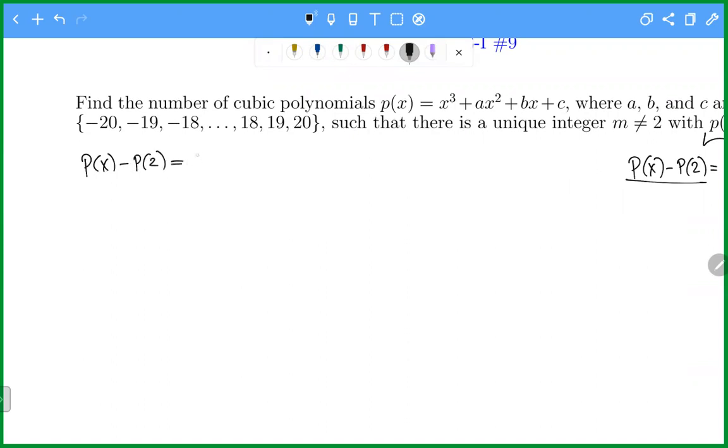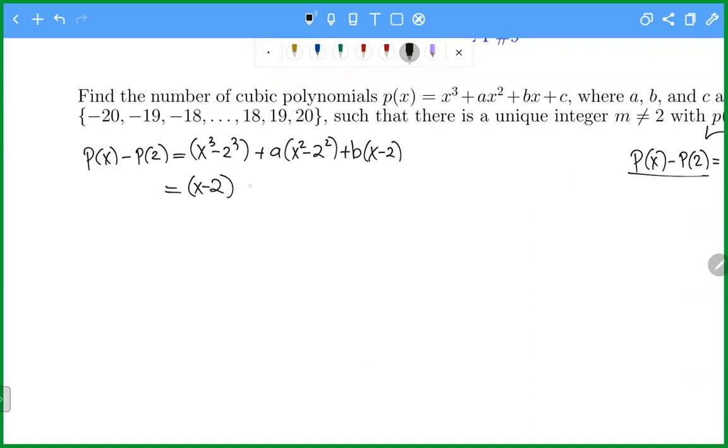So p(x) minus p(2) equals x cubed minus 2 cubed plus a parentheses x squared minus 2 squared plus b parentheses x minus 2. So using difference of powers and pulling out x minus 2 yields everything equals x minus 2 parentheses. The first term has x squared plus 2x plus 4 as its second factor, and the second term has a parentheses x plus 2, and the third term has plus b.